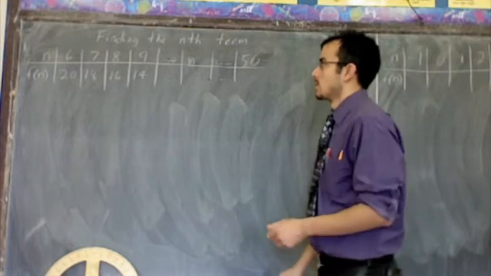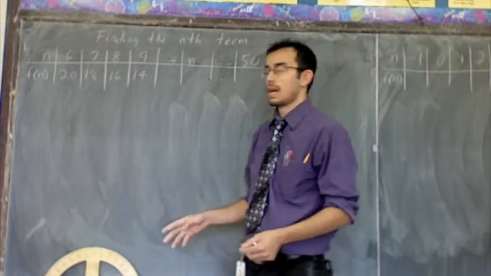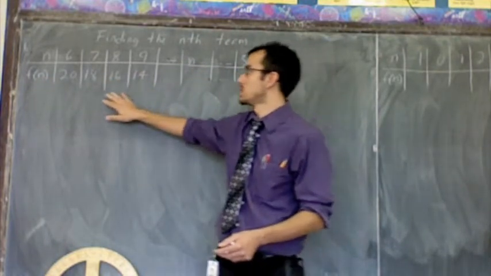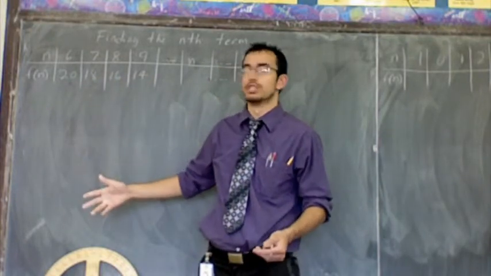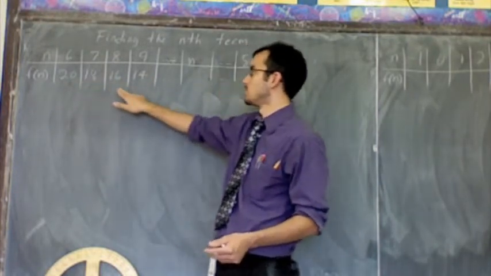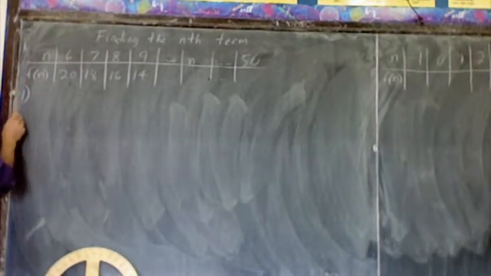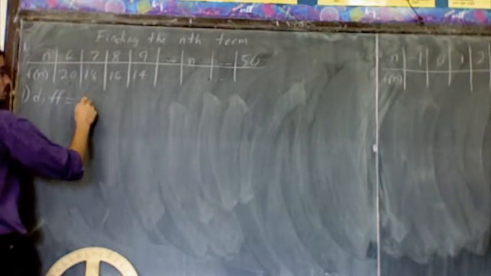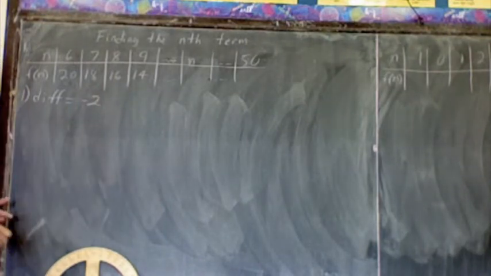Alright, so the first step is to find the difference in your function values. How much are these f of n's going up or down? Well, you see the pattern pretty clearly. 20, 18, 16, 14, it's going down 2 each time. 20 minus 2 is 18, minus 2, minus 2. The first thing you want to do is write that difference down for yourself. Did it go up, did it go down, and by how much? In this case, my difference, which I'm going to abbreviate DIFF, is -2.